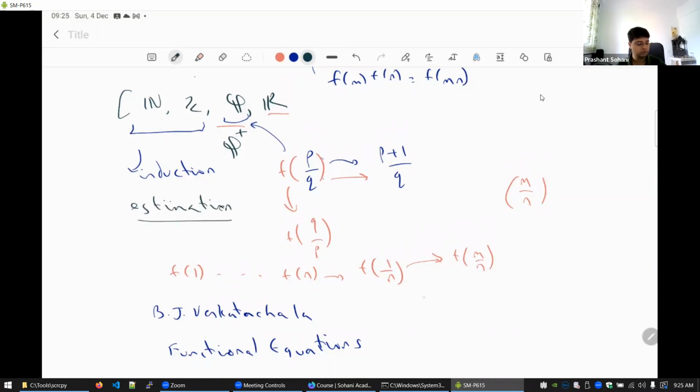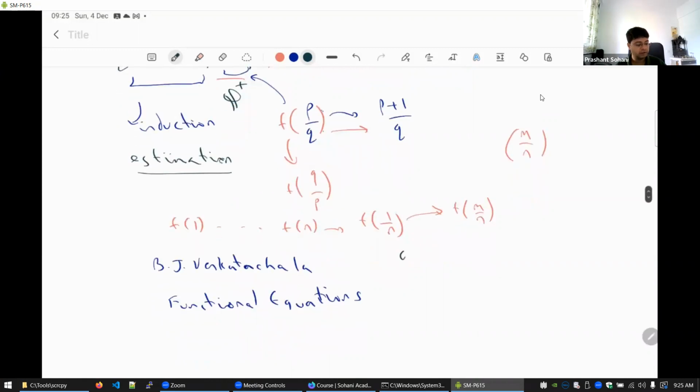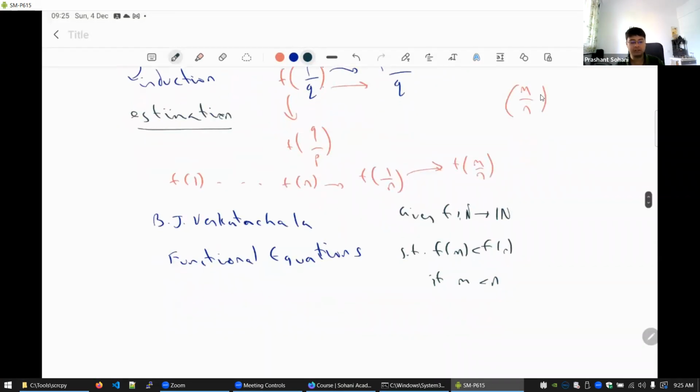Okay, so suppose we are given some function f from N to N such that f of m is less than f of n if m is less than n. Okay, so the function is given to be increasing.